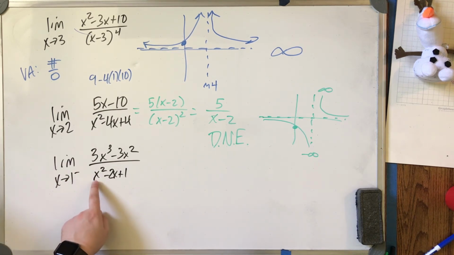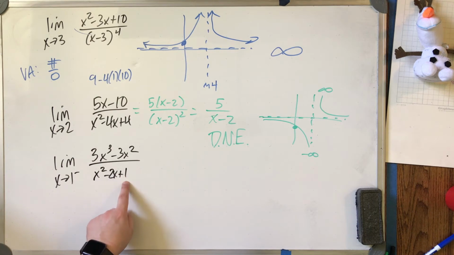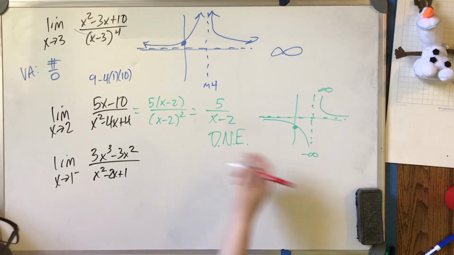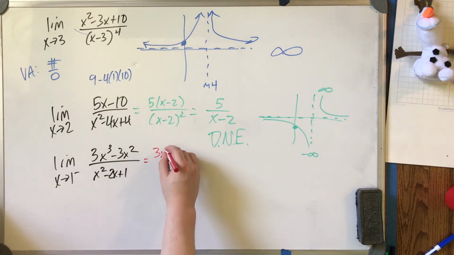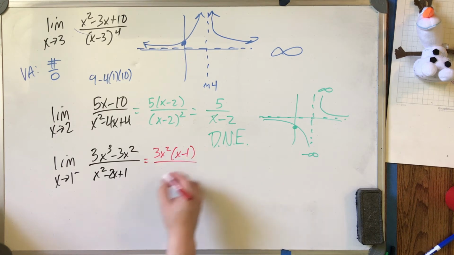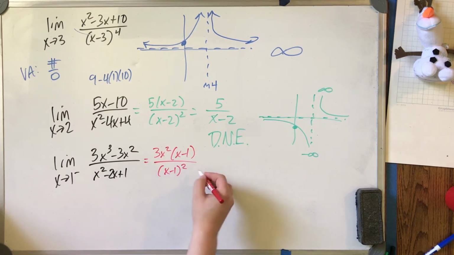But if I plug in 1, I get 1 minus 2 plus 1, that's 0 on the bottom. So I'm going to try to factor to see if this will actually help me out. Either way, it helps me graph it. So I can pull out a 3x squared. I'd be left with x minus 1, and on the bottom, I have x minus 1 squared.